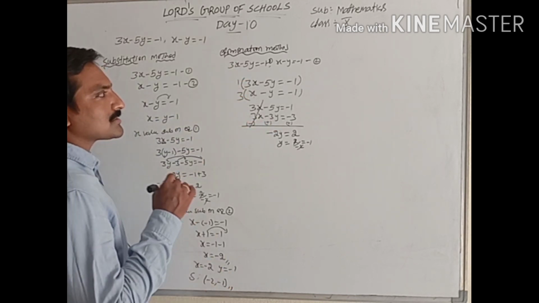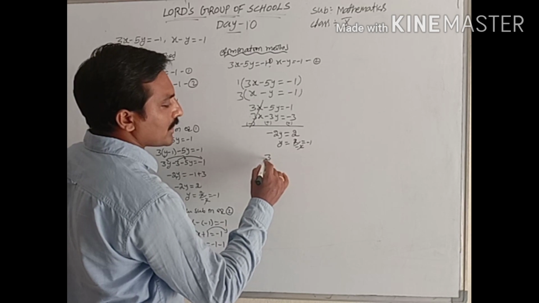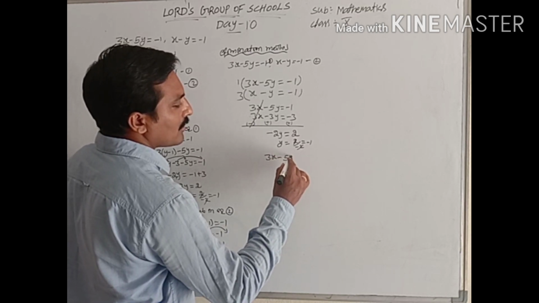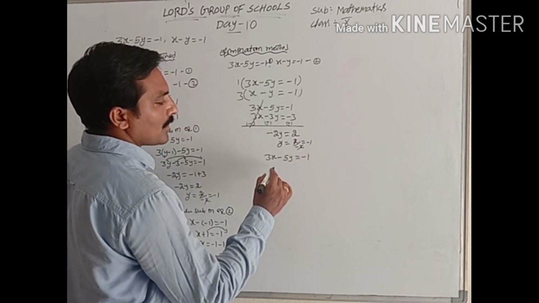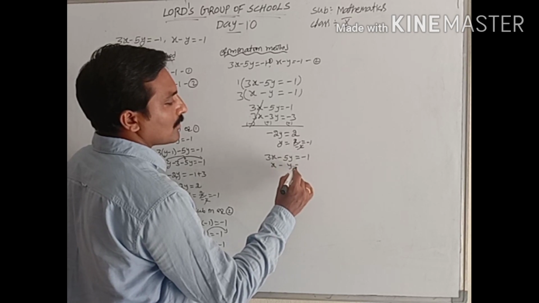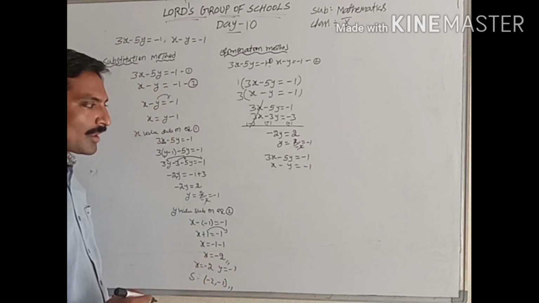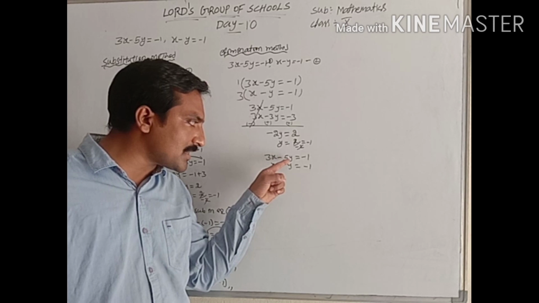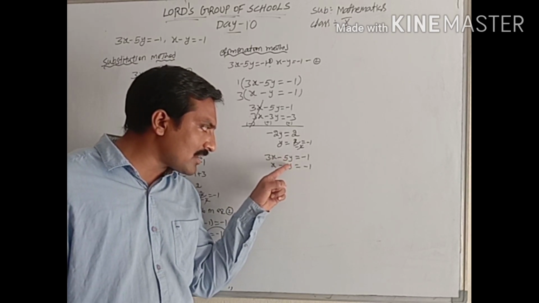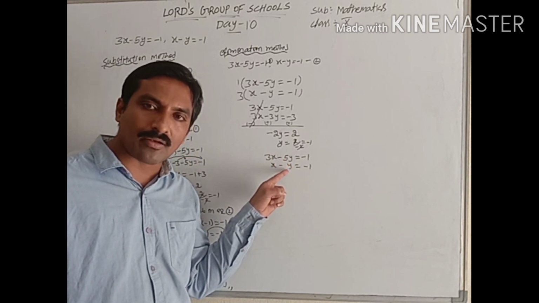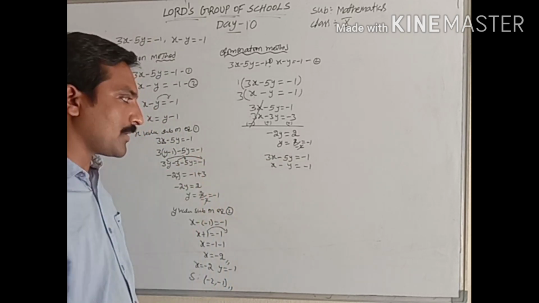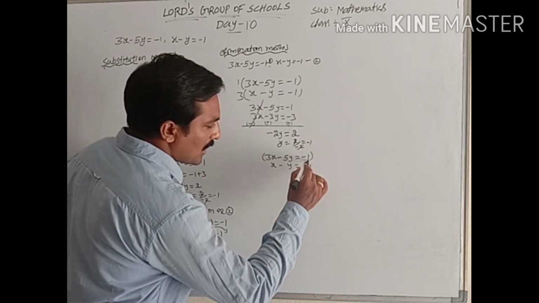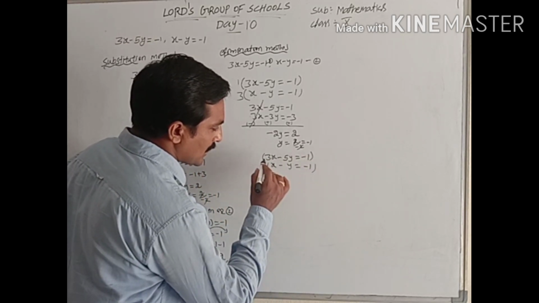Next, if you want the x value, what are the two equations? 3x minus 5y is equal to minus 1. x minus y is equal to minus 1. Now you have to observe the coefficients of y. Here 5 is there, here 1 is there. These two are also not equal, so you need multiplication. Multiply this whole equation with the y coefficient 1.